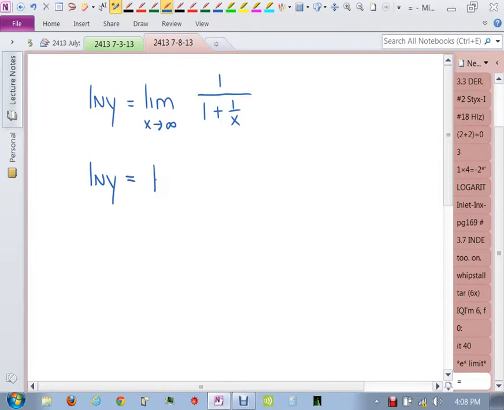So our answer is 1? No. What did I say in the very beginning? What's y? In the very beginning I'm asking you what y is, and you're telling me what natural log of y is. That's not what I asked for. So how do you get y out of natural log? E on both sides. Good. So now I'm just going to take e on both sides. The e and the natural log will kill each other off. That's why I'm using it. So I get y equals what? E to the 1, which is just e. So the answer is e.